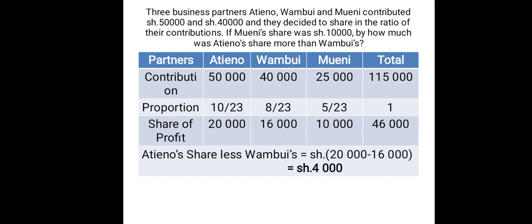Now we are told Mweni's share was 10,000. Now how do you get Atieno's? If 5 over 23 is 10,000, what will 10 over 23 be? 10 over 23 will be 20,000. And what will be 8 over 23? It will be 16,000. And then we have to compare how much more was Atieno's share than Wambui's. So you subtract 20 minus 16, we get 4,000.